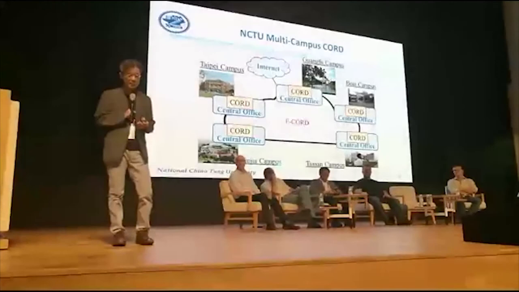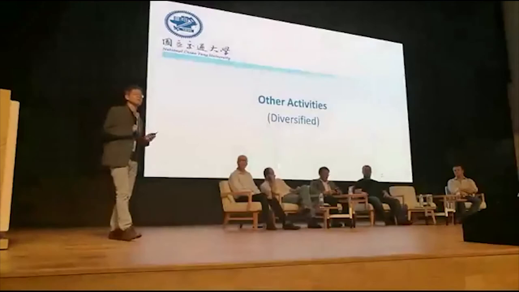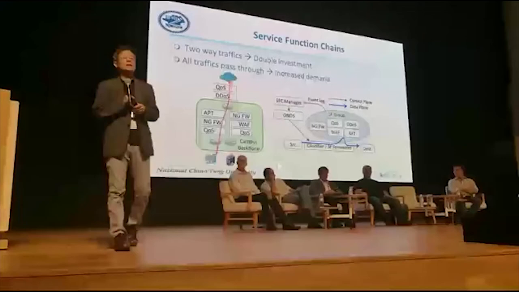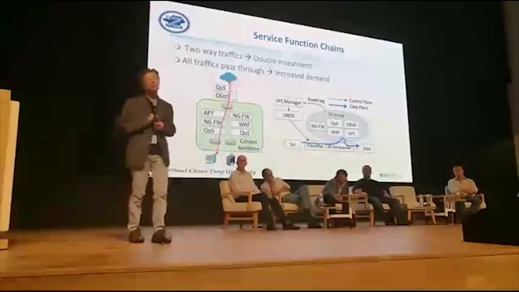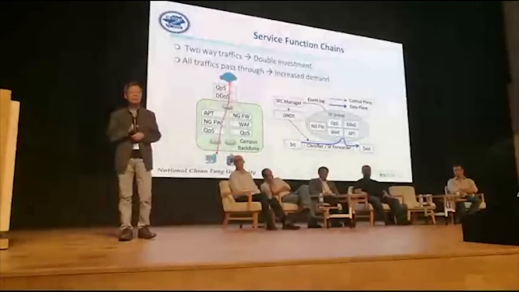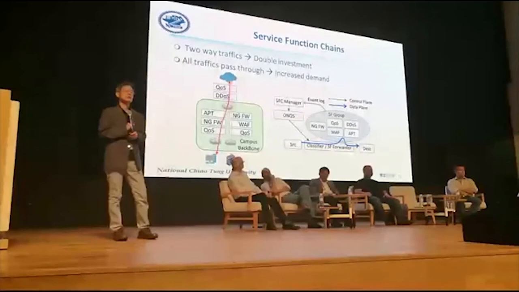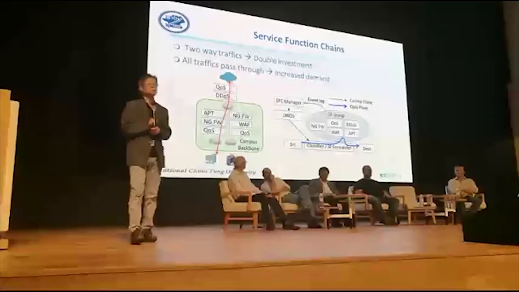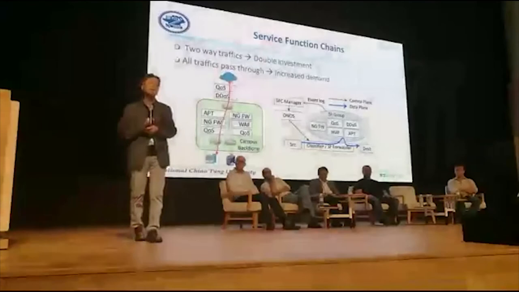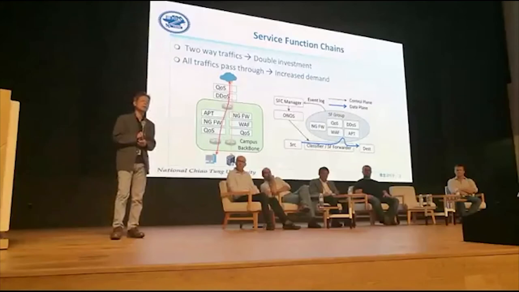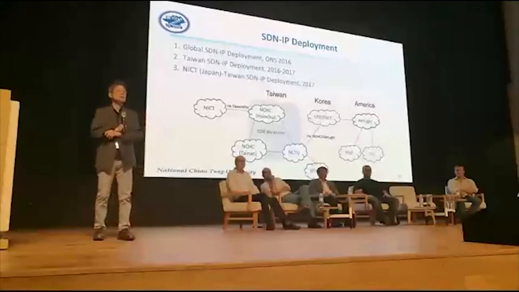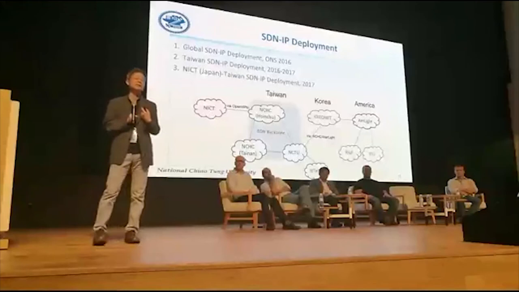I just said that it's joyful to be a professor because we can do any research we want to do. The first one probably can combine with our previous architecture, because we have many middleboxes in our campus. But we need two-way control, so you need to properly double your investment. Also, all traffic will pass through a single middlebox if you do not do any classification, so this will increase the demand. But service function chaining can help. SDN can help. Besides, we sent a student to Luca, who gave us a chance to join the SDN-IP global deployment at ONOS 2016.